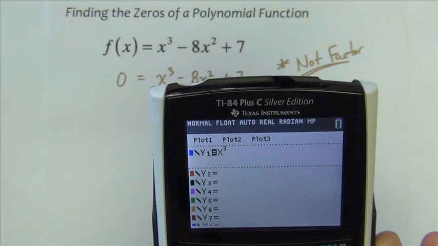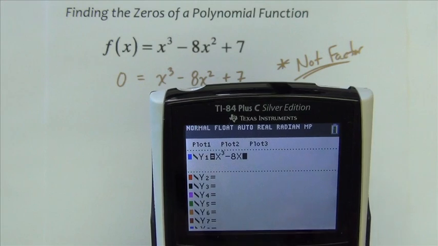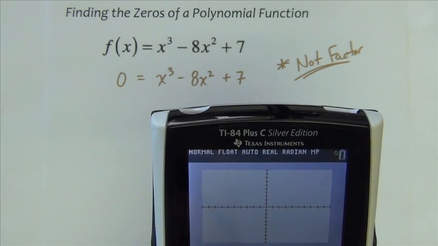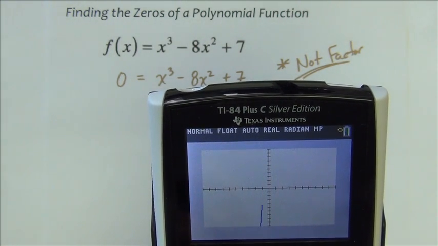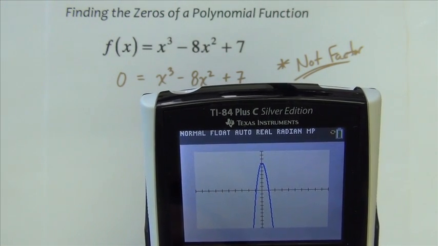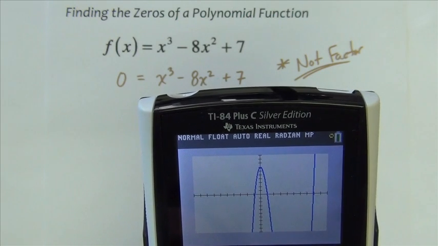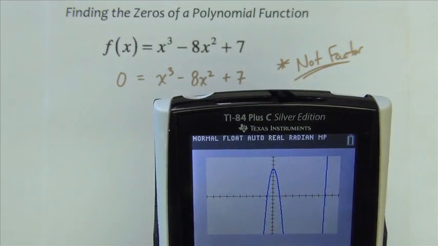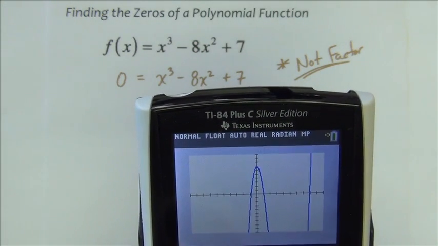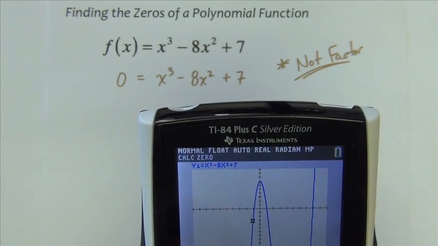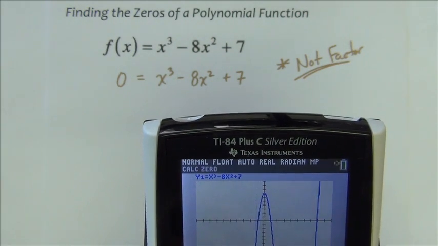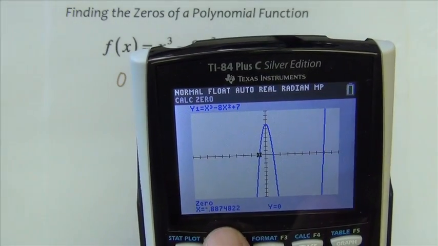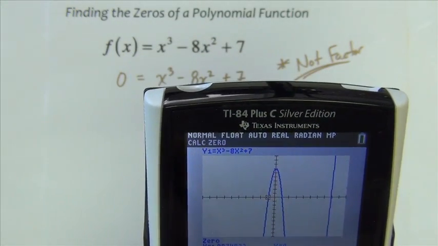X raised to the third minus 8x squared plus 7. I'm going to graph it. We know this graph can cross the x-axis 3 times. And there it is, 1, 2, and 3. So it does cross 3 times. And we've done this before, so this is not brand new to us. So we calculate the zero. I'm going to put the cursor on the left side, then on the right side, so we're just starting right there, and that's my first zero. Okay, so let's write that down.